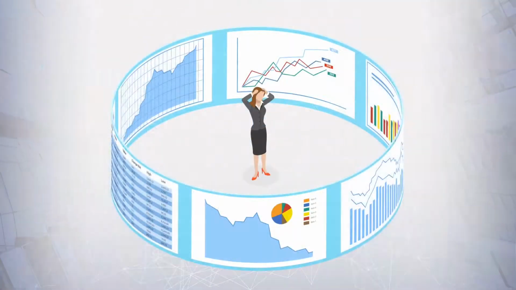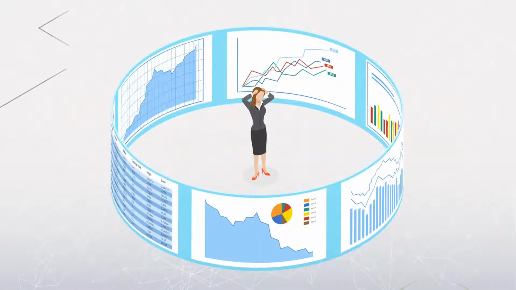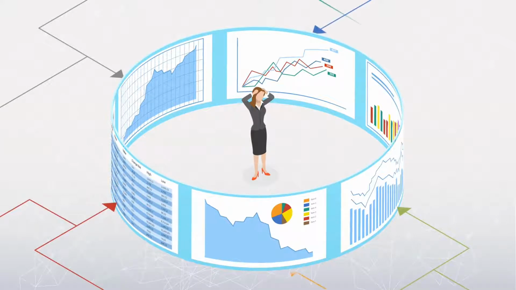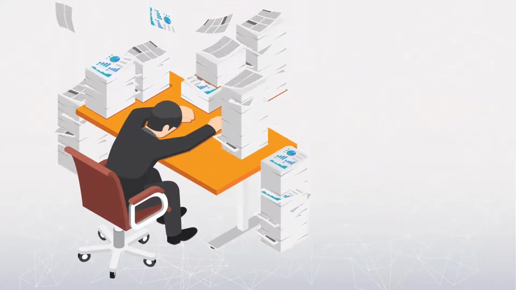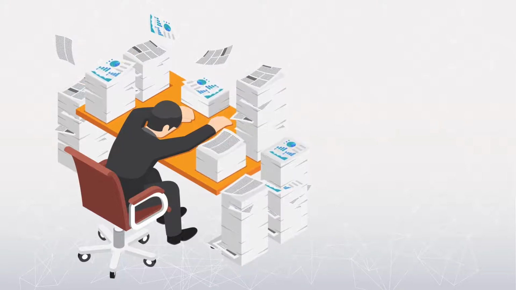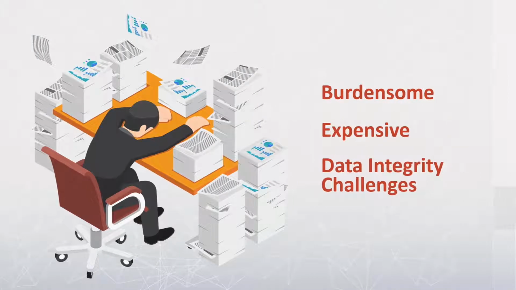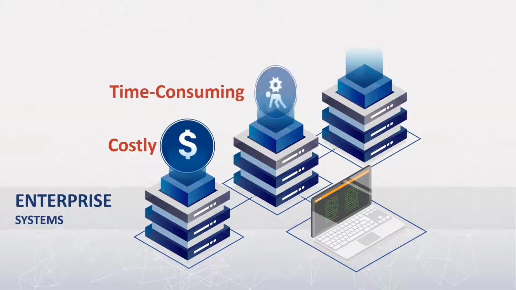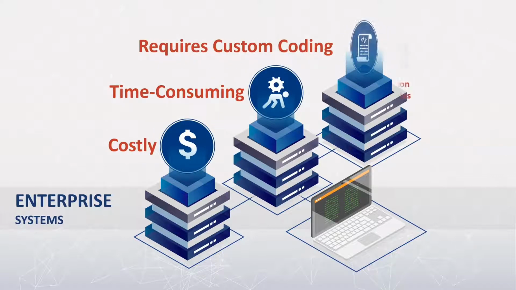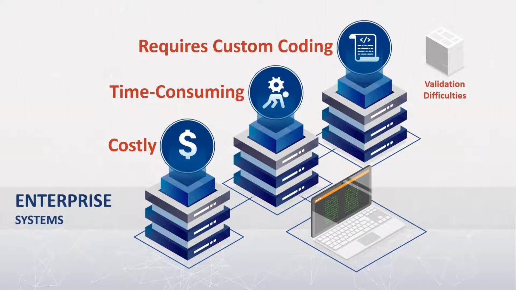Aggregating and analyzing product and process data from disparate sources across the supply chain and throughout the product lifecycle can be difficult for life science manufacturers. Reliance on spreadsheets and paper records makes creating, gathering, and sharing product and process data burdensome, expensive, and prone to data integrity issues. Most software solutions that seek to address these challenges are costly and time-consuming to deploy, and may require custom coding that can lead to validation challenges.